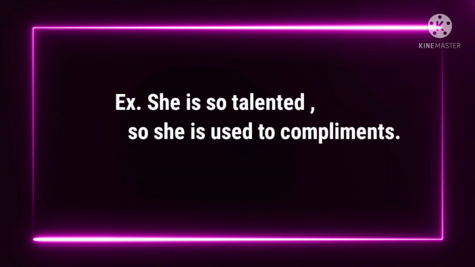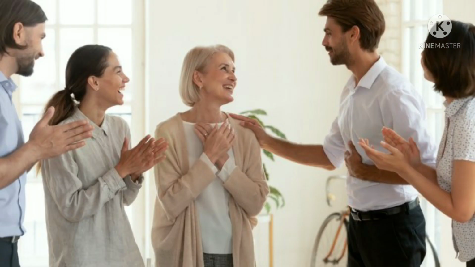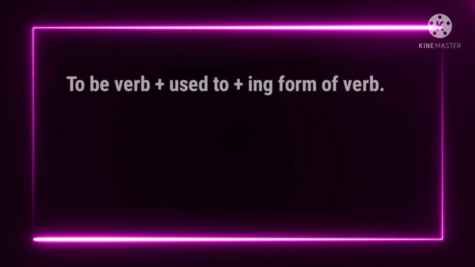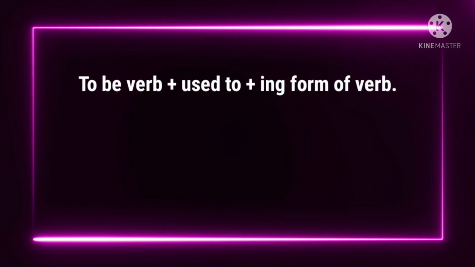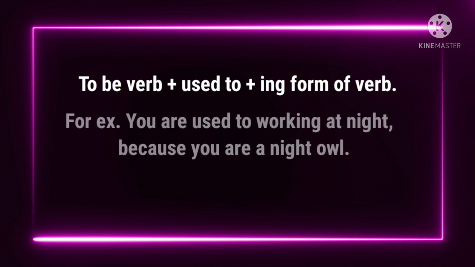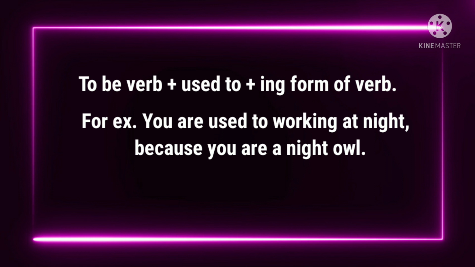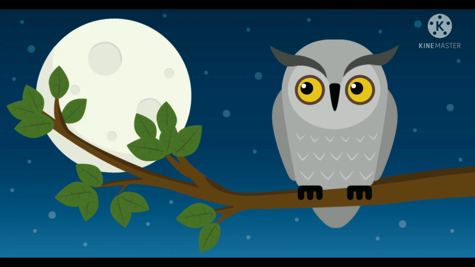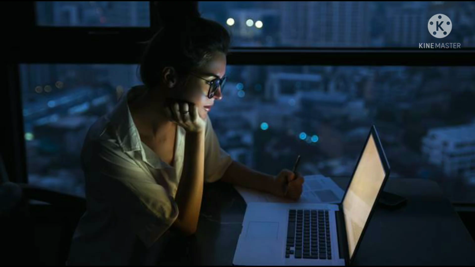Another example would be like this. She is so talented, so she is used to compliments. Here compliments is a noun. Or you can use it in this way too: to be verb plus used to plus ing form of verb. For example, you are used to working at night because you are a night owl. Night owl is basically a phrase we use to call someone who stays up all night.